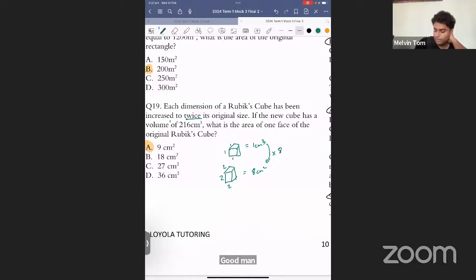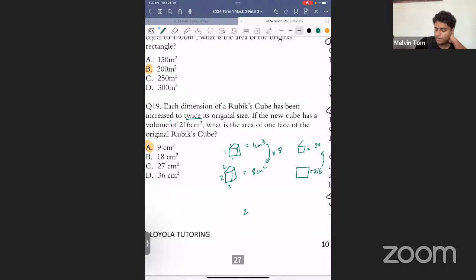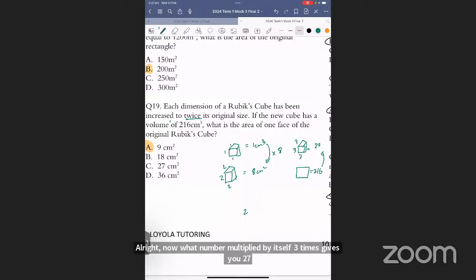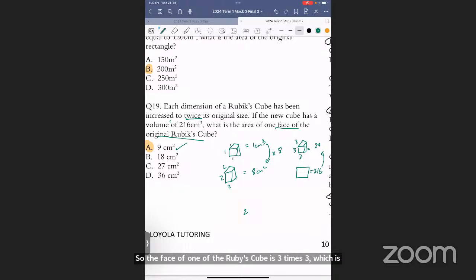All right. So similarly, the new cube, they tell us that it is 216. So what would the old cube be? 216 divided by 8, which is 27. Now, what number multiplied by itself 3 times gives you 27? 3. So the face of one of the Rubik's Cube is 3 times 3, which is 9. You understand? Yep.